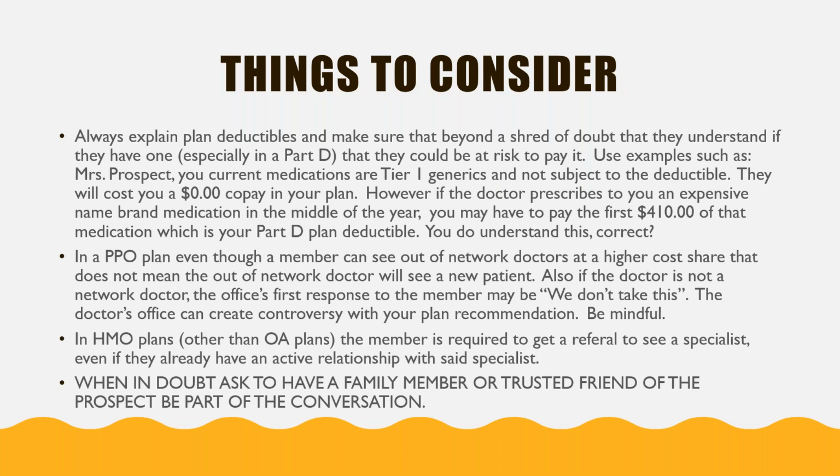Things that you want to consider, just kind of an overview and a recap of the more important stuff, is that you always want to explain the plan deductibles, and you always want to make sure that beyond a shred of doubt that they understand if they have one, that they could be at risk to pay it. Just as I said before, if you notice, I'm saying a lot of the same things over and over again, all because this is what comes up in complaints. You want to use examples such as Mrs. Prospect, your current medications are Tier 1 generics, and not subject to deductible. They will cost you zero copay in your plan.